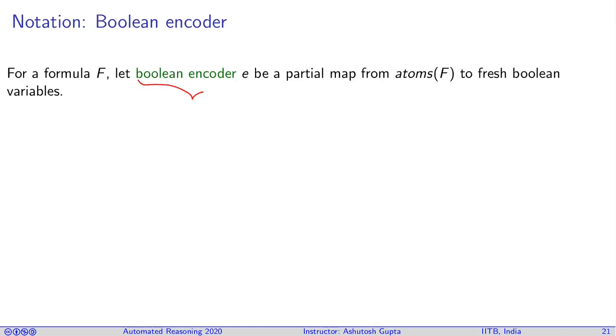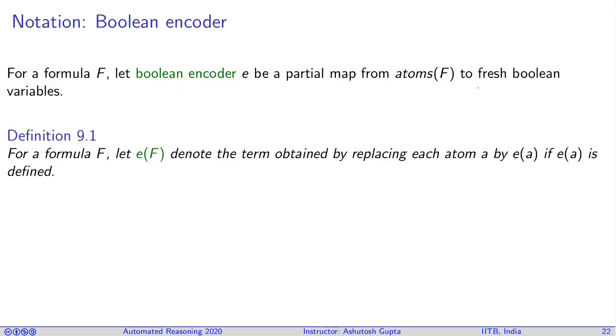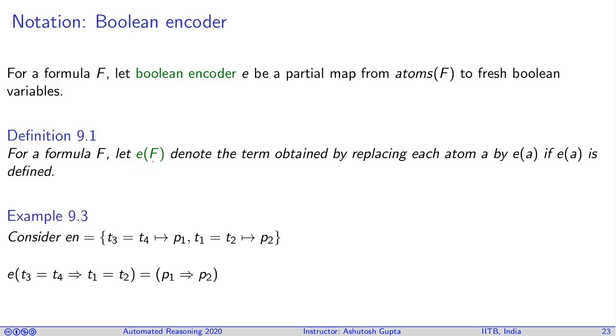We will define something called a Boolean encoder, which is a map between atoms that appear in the formula F and fresh Boolean variables. Now, instead of looking at terms, we are looking at atoms. Similarly, once you have such a map, you can take a formula F and replace all the atoms by the corresponding propositional Boolean variable. Here's an example in which these equalities are mapped to the Boolean variables P1 and P2, and if I give you a formula to encode, you replace these equalities by the corresponding Boolean variables.